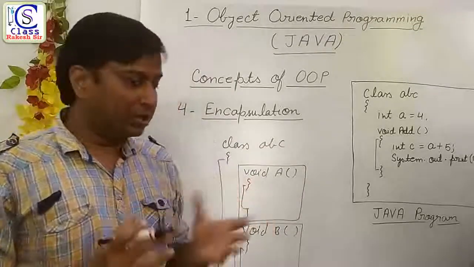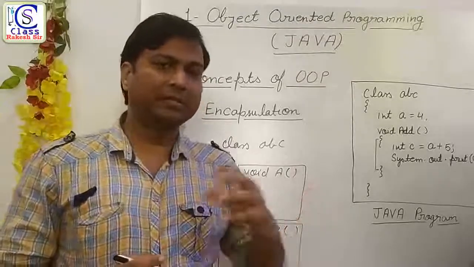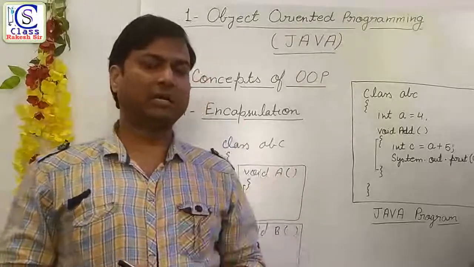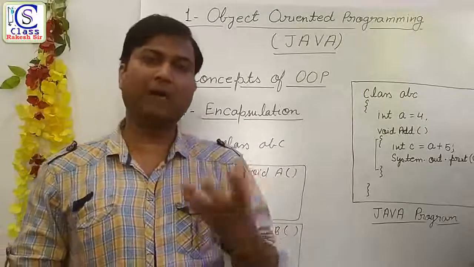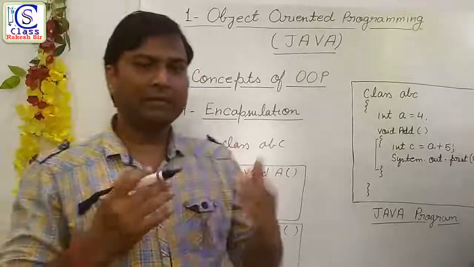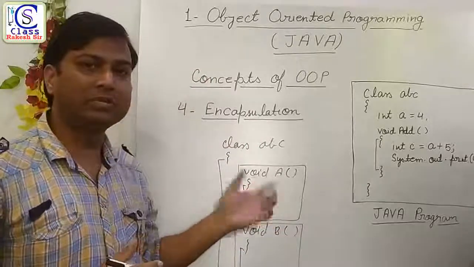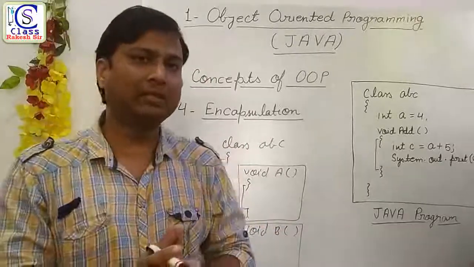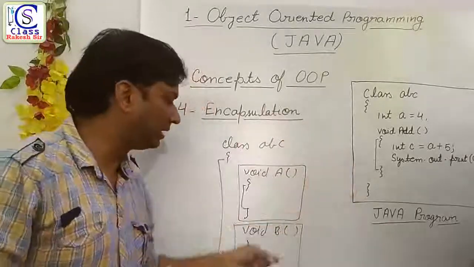I will explain how to wrap this method. To wrap methods or data members, we will use keywords. Those particular keywords are known as access specifiers. With the help of access specifiers, we will wrap this method. Whenever I explain how to create an encapsulation, or how to wrap a method, then I will tell how to wrap this method with the help of that particular keyword.